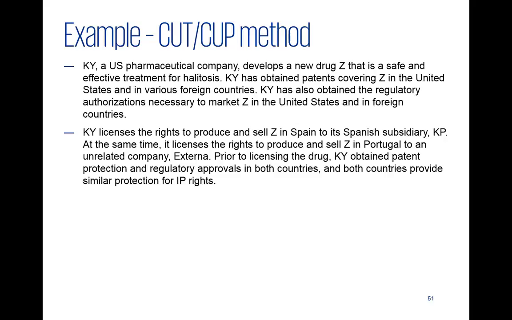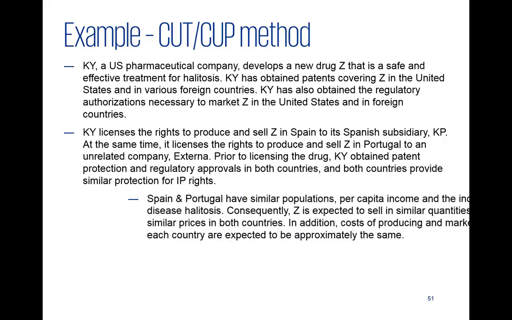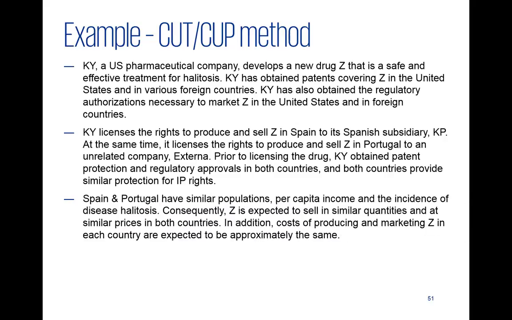So just to summarize things, KY licenses the rights to produce and sell to its related party KP in Spain. It also licenses the rights to produce and sell Z, the same drug, in Portugal to an unrelated party called Externa. And it's got the patent rights and the regulatory approval for marketing this drug in both countries, so that the drug can be prescribed in both countries. Similar protection for intellectual property in both countries.